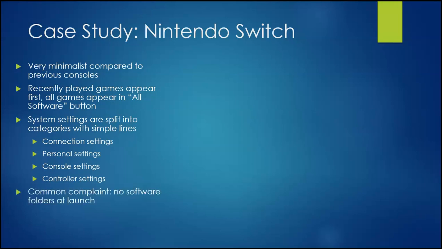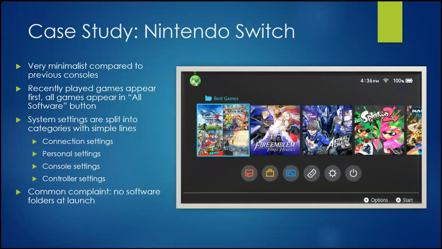A common complaint back when the Switch first launched is that there were no software folders at launch, meaning that you couldn't group games by series, genre, developers. Ultimately, that was then patched in about a year ago, allowing you to group games together.